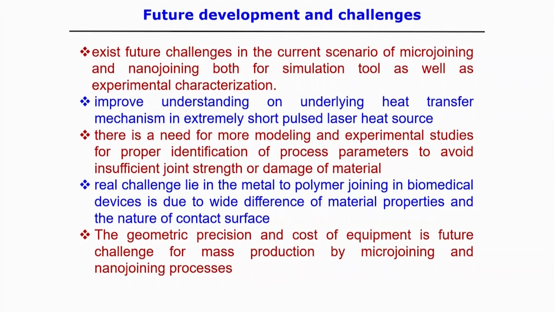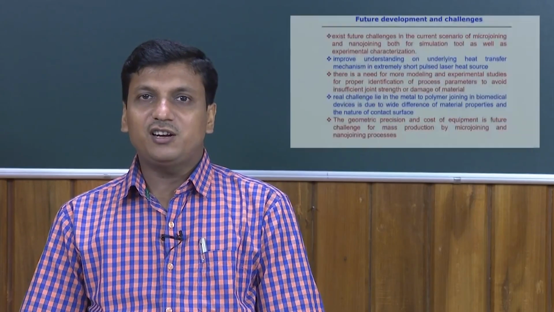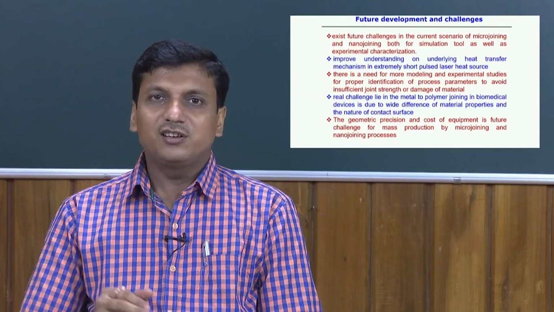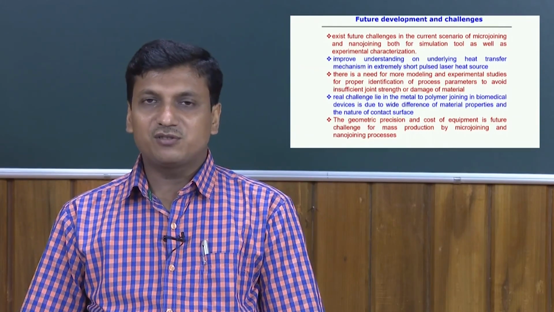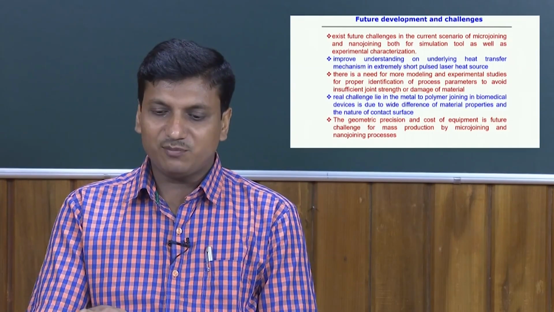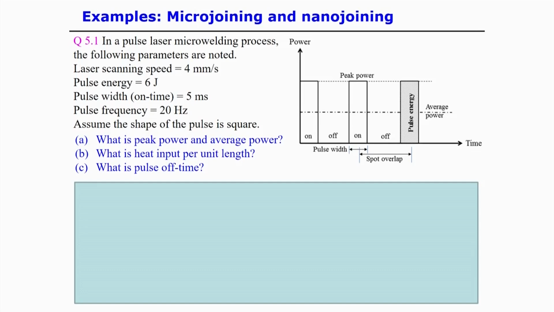Now, after discussion of these different micro joining and nano joining technologies, at the end I am trying to discuss some numerical problems related to the different micro joining technologies that may help to understand the process from a mathematical point of view. So, let us look into one example for the micro joining and nano joining technologies.